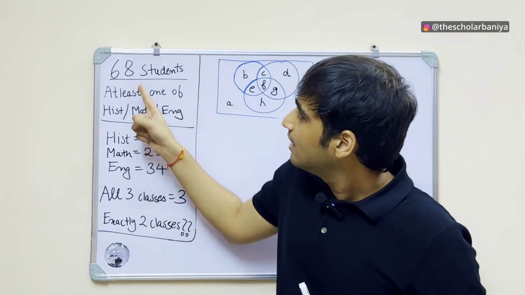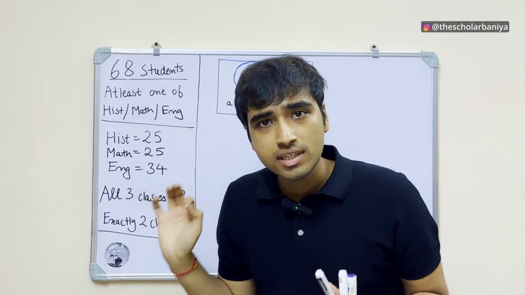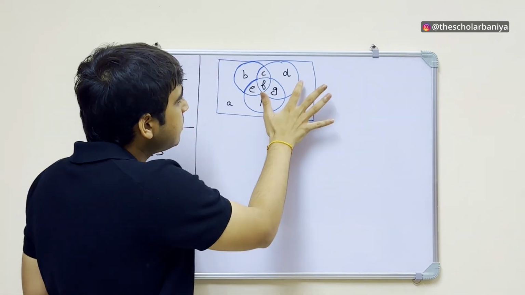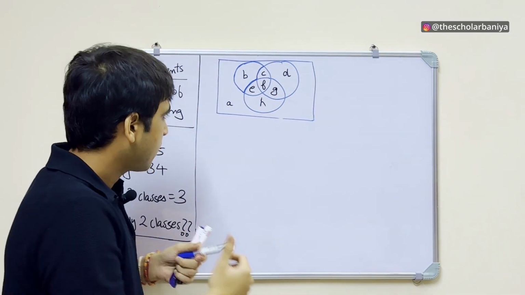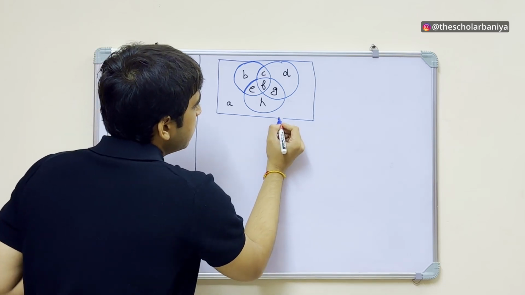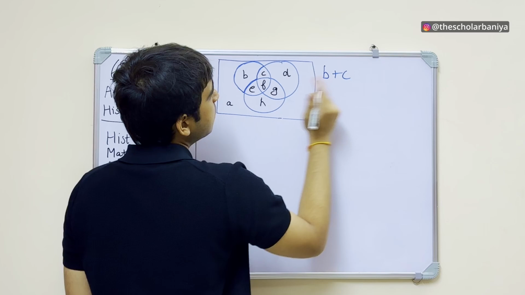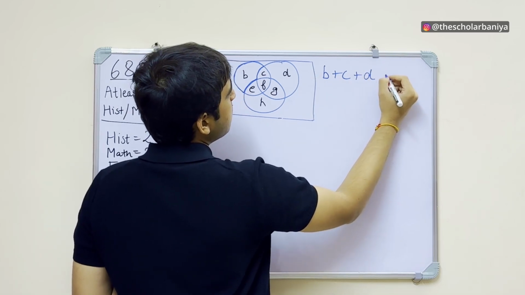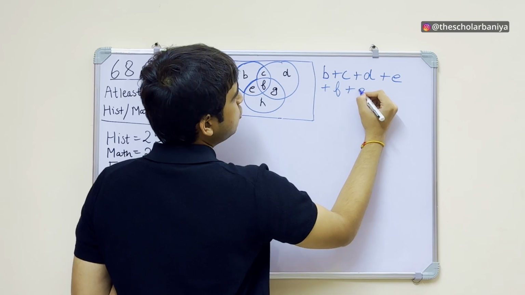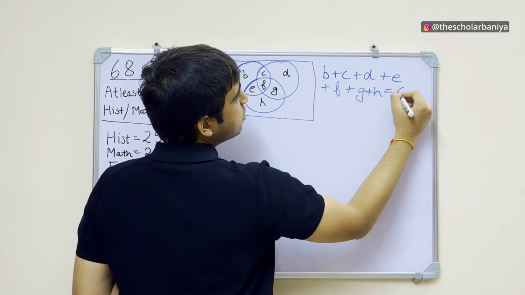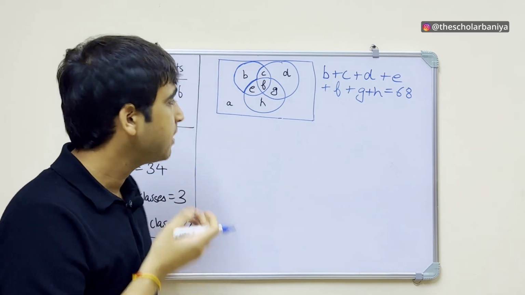Now we know that 68 students have attended at least one of the classes. That means this entire thing is 68, right? This means that B plus C plus D plus E plus F plus G plus H is equal to 68. I hope this should be very clear, right?